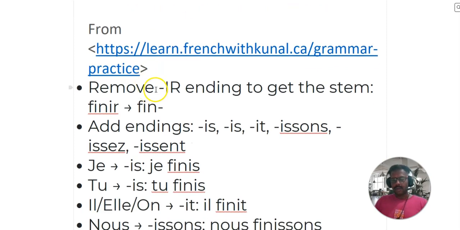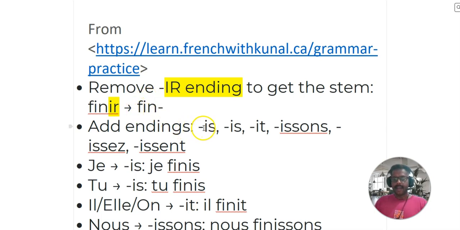So first of all comes how we have to form these category verbs. We just have to remove the ending ir, get rid of that, and then add these endings to the stem. The example that we have here is finir. We get rid of that ending, keeping the stem, which is fin.